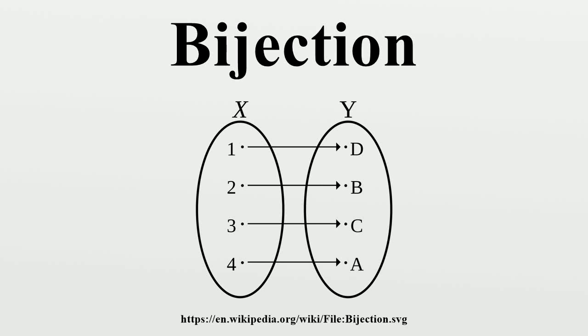In mathematics, a bijection, bijective function or one-to-one correspondence is a function between the elements of two sets, where every element of one set is paired with exactly one element of the other set, and every element of the other set is paired with exactly one element of the first set. There are no unpaired elements.